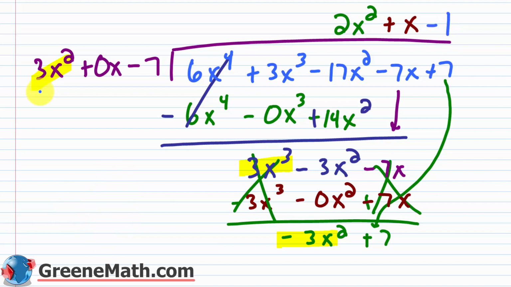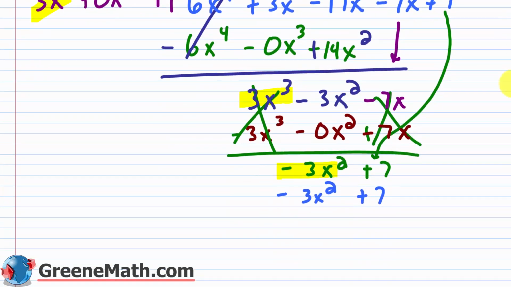So negative 1 times 3x squared is negative 3x squared. Then negative 1 times 0x, you can skip this one at this point. I mean, you could put it down there, but again, it's just going to be 0 in the end, okay? Then you have negative 1 times negative 7, which is going to give you positive 7. And you see that these guys match exactly, okay?